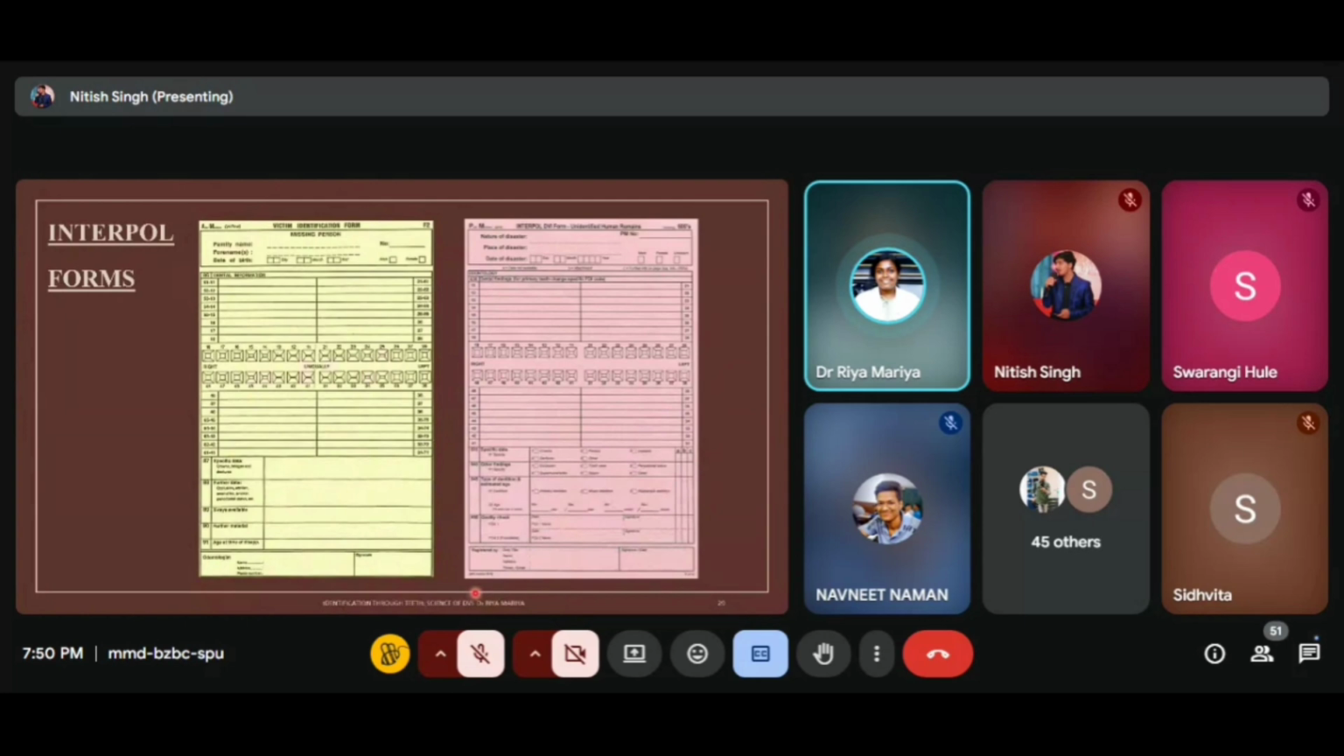This is Interpol forms. There are a lot of forms for the whole body, but I have included only the dental forms. This yellow one belongs to the antemortem dental form, and this pink one is the postmortem form.